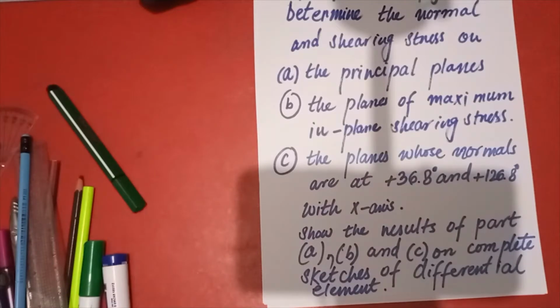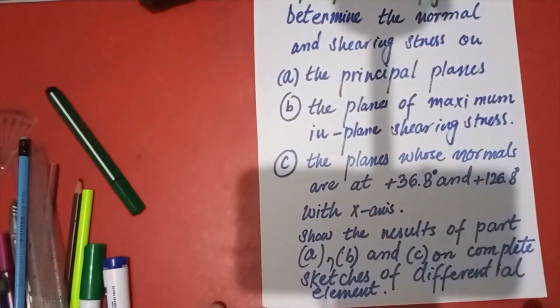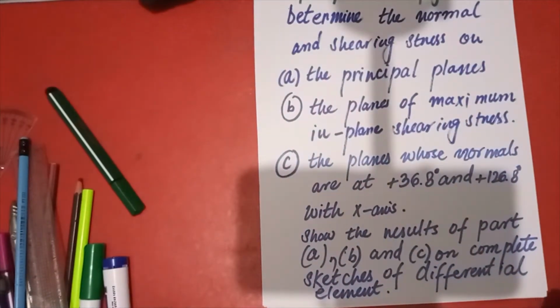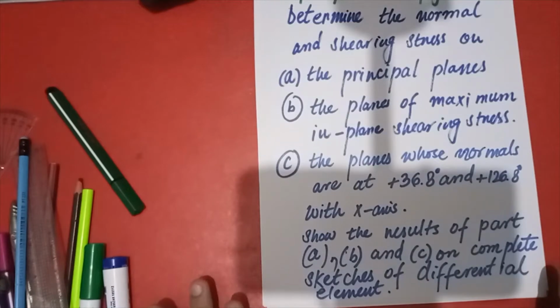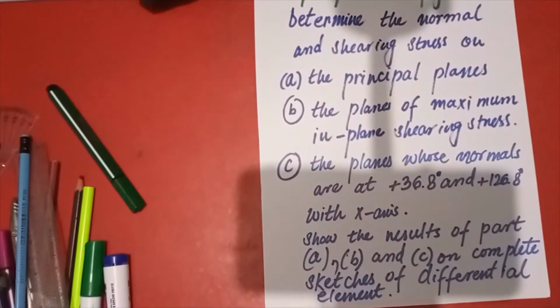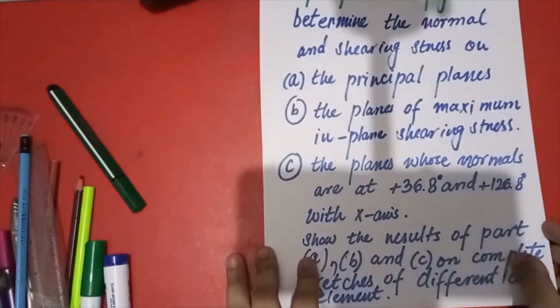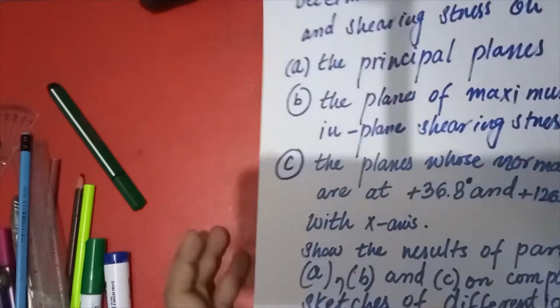Now it is saying that you have to find the principal stresses and the planes of maximum in-plane shearing stress. Obviously, maximum shearing stress you will get when the normal stresses are zero. Third, you are given an angle over there. But the most interesting thing is that there is no value of sigma x, sigma y, tau xy or tau yx. So what does that mean? There must be a figure attached with it. So yes, there is a figure in the diagram.